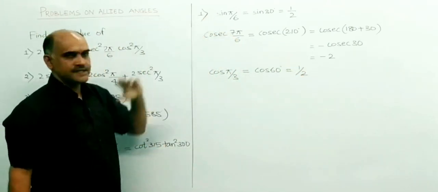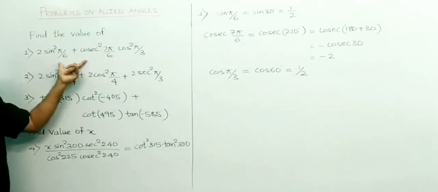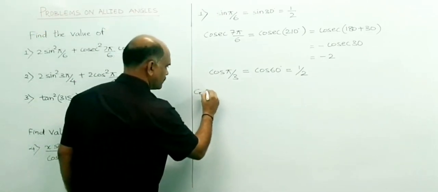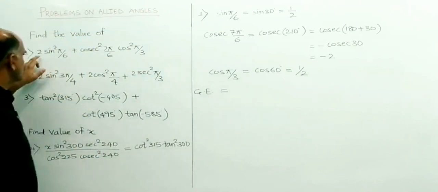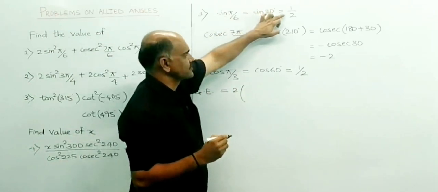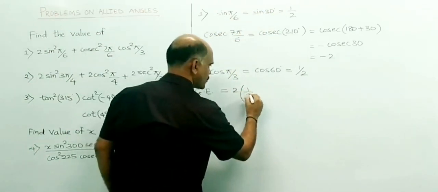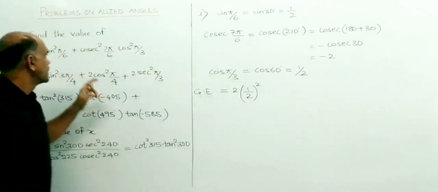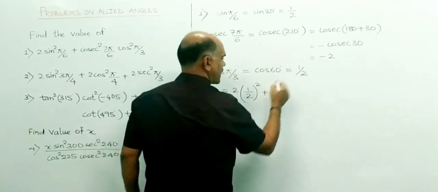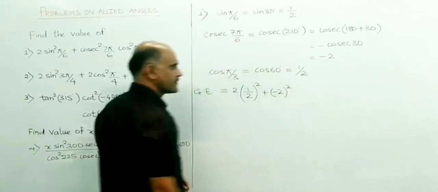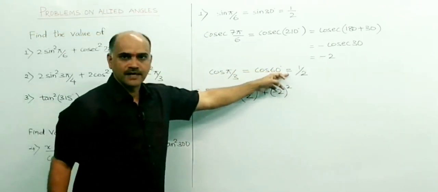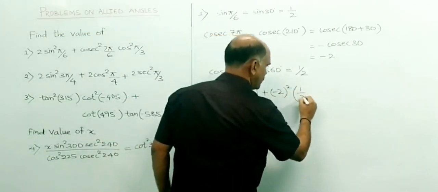Now substitute these values in given expression. So in this first expression you substitute. So given expression is equal to 2 into sine square pi by 6. So sine pi by 6 is 1 by 2, so 1 by 2 square, plus cosec square 7 pi by 6, that is minus 2 square. Then cos square pi by 3. Cos pi by 3 is 1 by 2, so into 1 by 2 square.